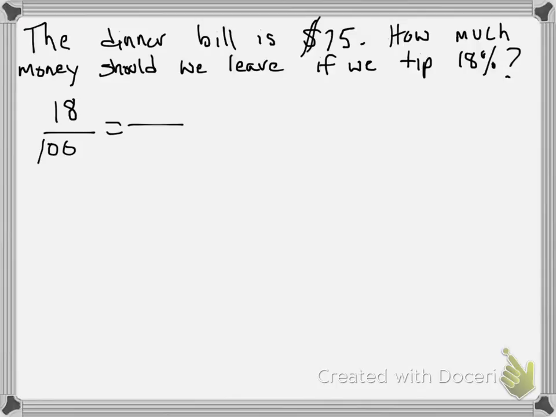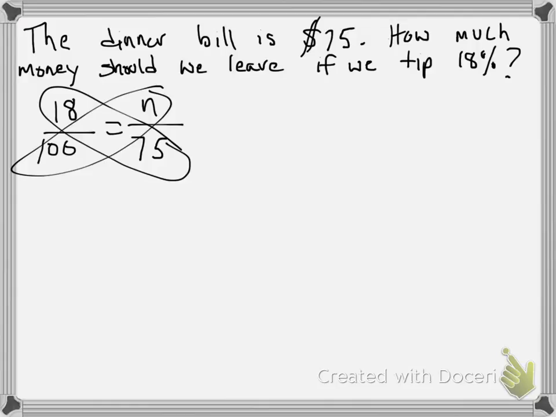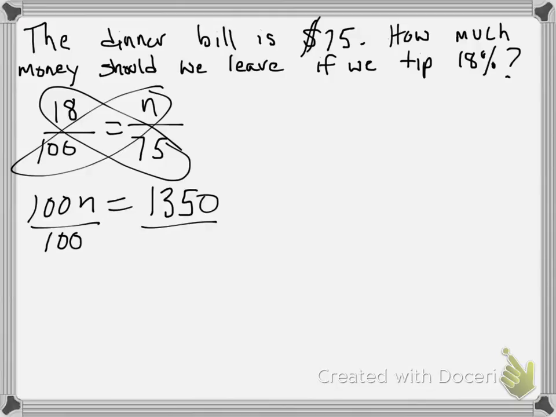Here's the bill, 75 down here, that's the total bill. And we'll put our variable in right here. This starts out just like you've seen many times. We'll cross multiply and set this up. 100n equals 1,350. Then we'll divide both sides by 100 in order to get n, and n will be 13.50.